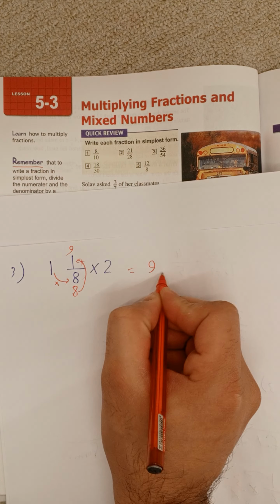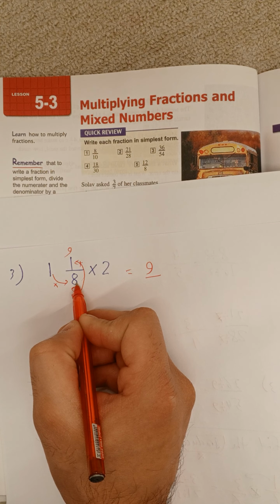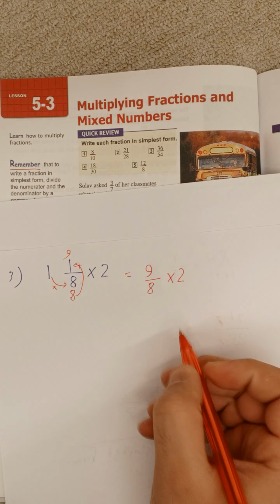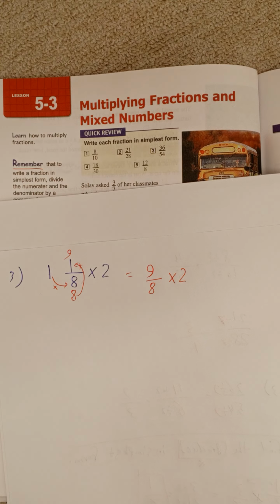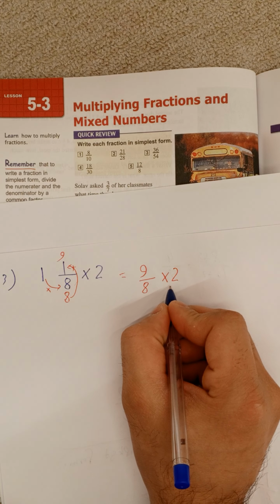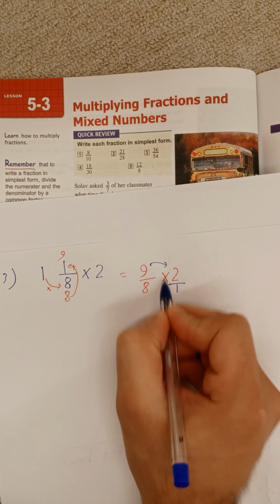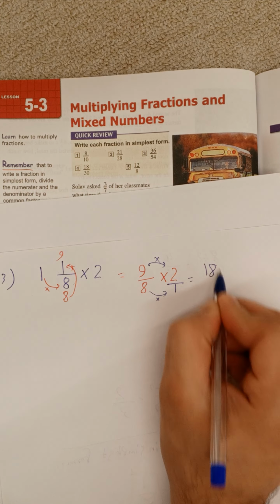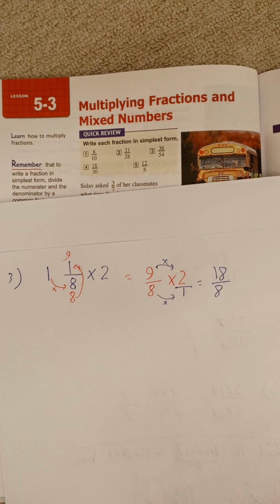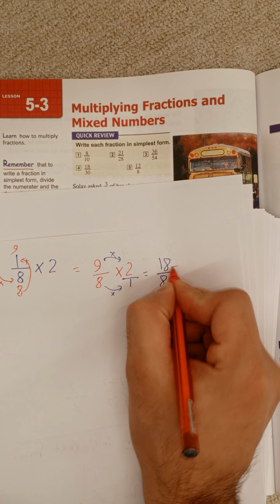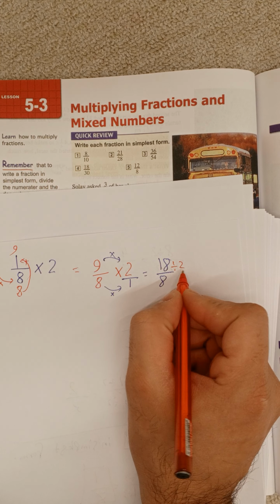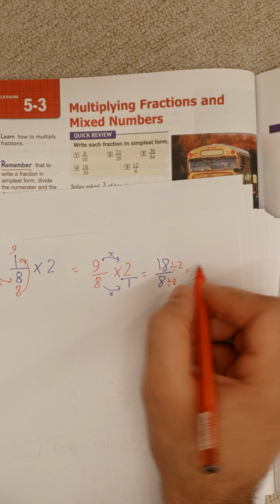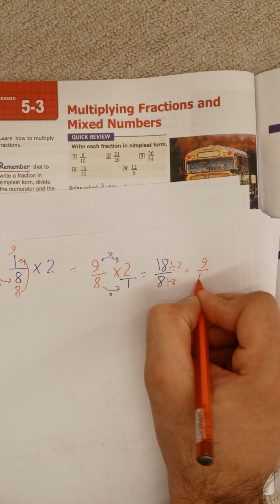So write 9 over, what's our denominator in this fraction? It is 8, times 2. Now multiply fraction by the whole number. Put 1 in the denominator, multiply it. It's gonna be 18 out of 8. Can we simplify it? Yes, we can. Divided by 2, because 2 times 9 is 18 and 2 times 4 is 8. So it's gonna be 9 over 4.